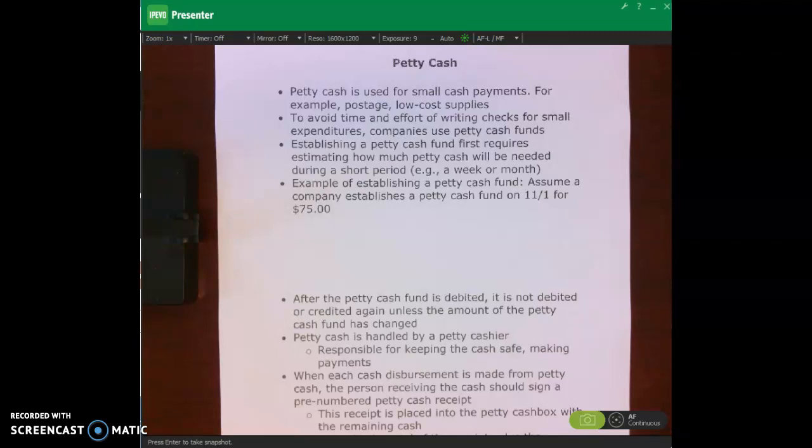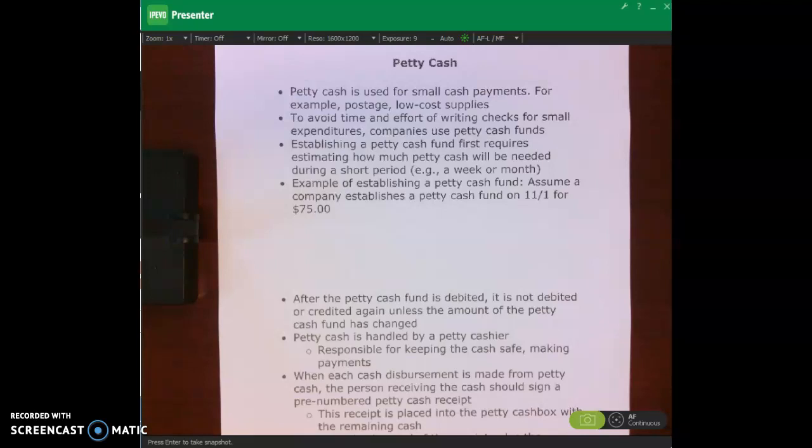So in order to use petty cash, we have to first establish a petty cash fund. And in order to do that, we have to estimate, well, how much petty cash do we think we need? This could be done monthly, could be done on a weekly basis. It's just over a certain period that tends to be a shorter period, okay? So let's talk about our journal entry in terms of establishing a petty cash fund.